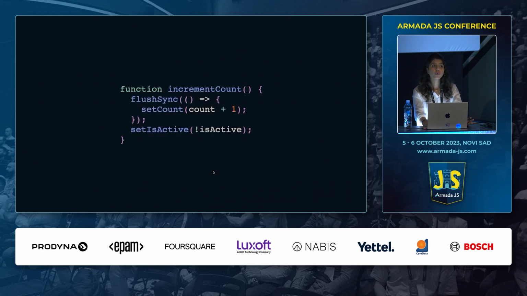But sometimes you don't want some of the state updates to batch. In that case, you can use the flushSync method and wrap that particular state update that you don't want to batch inside flushSync. And then React will make sure to do an extra render for that state update.